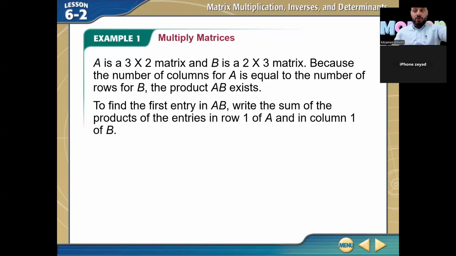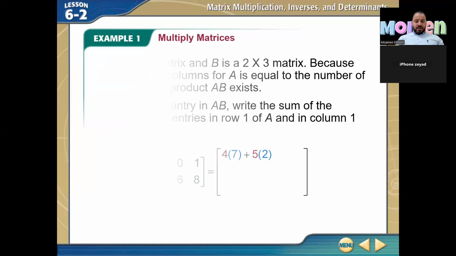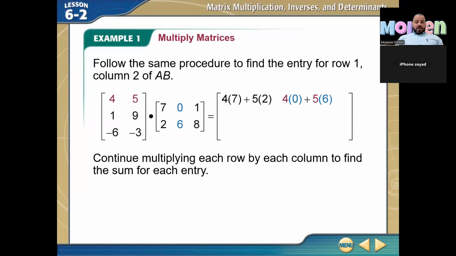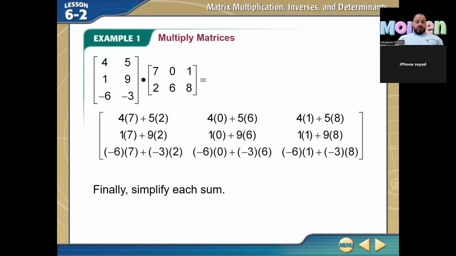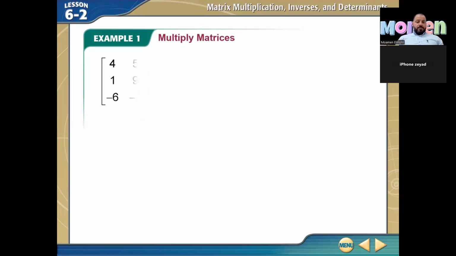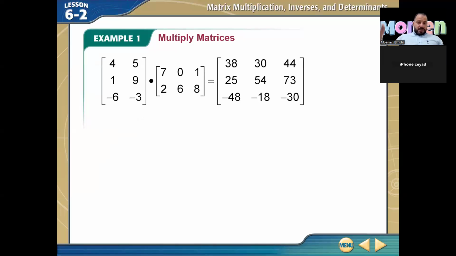And then after that we start to multiply, as we said. After that we get the answer, and this is the answer after simplification. As you see, it's 38, 30, 44, 25, 54, 73, negative 48, negative 18, and negative 30. And this is our answer as we said.